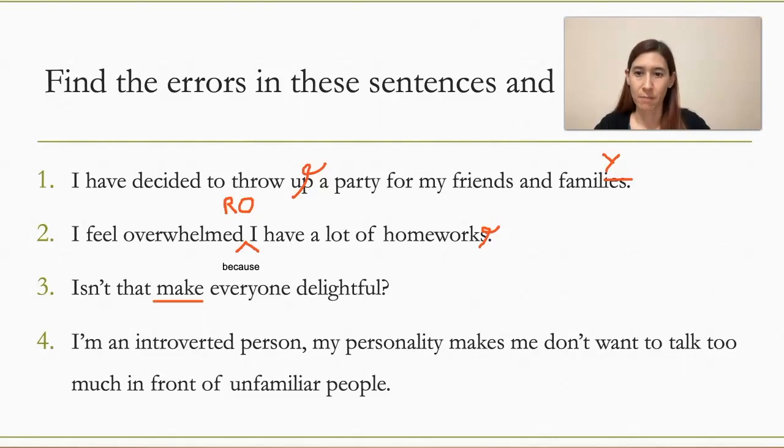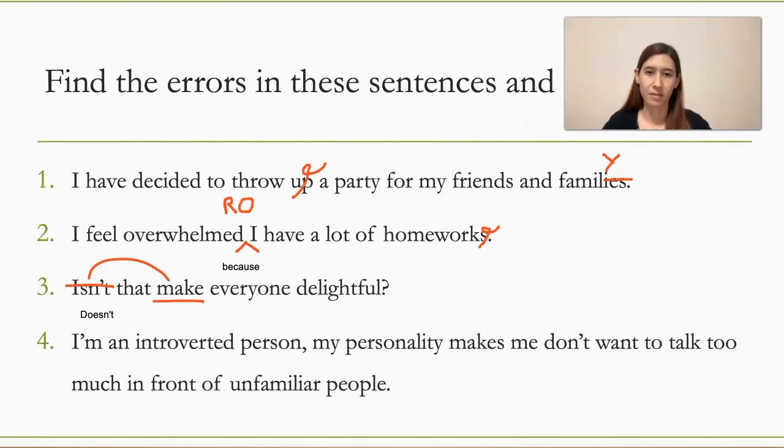If you see make, then this is going to be connected to make. You can't say isn't make. So we cannot use the be verb here with make. So what word should we use instead? You want the auxiliary do or does. Here we would need does, and this person used the negative form. So instead of isn't, you want doesn't. Doesn't that make everyone delightful? So this sentence only has one change.